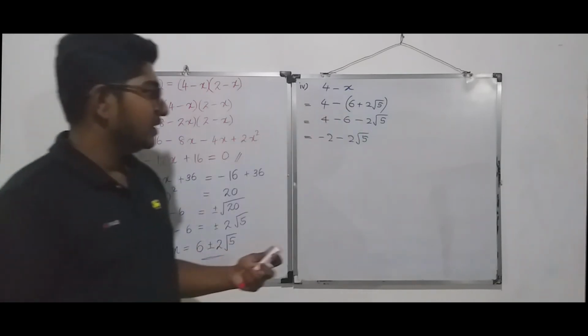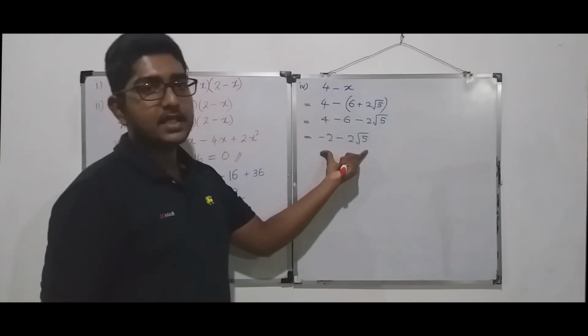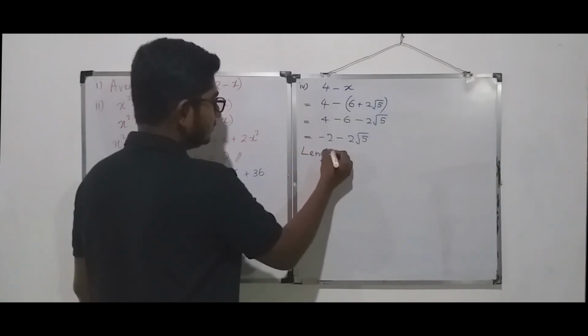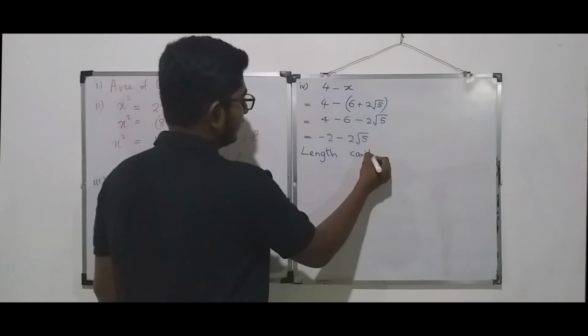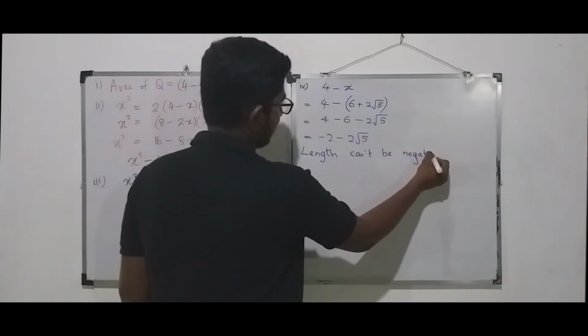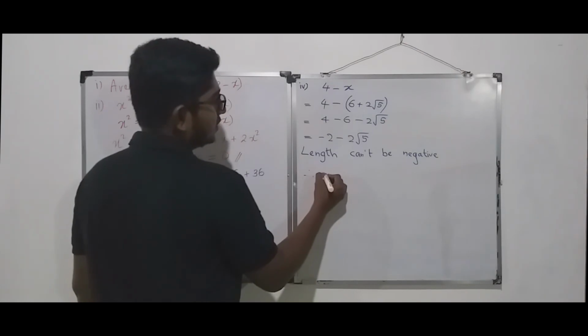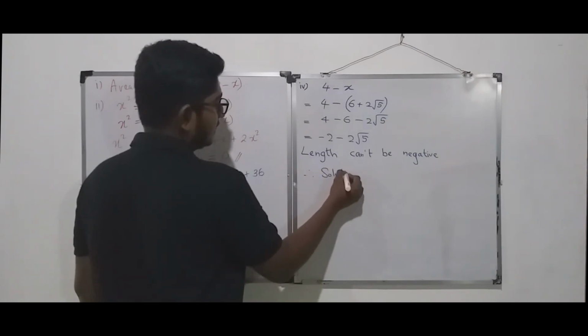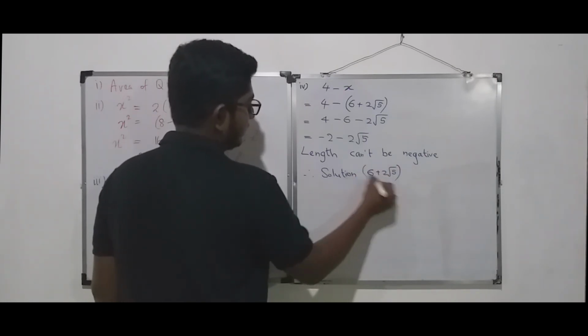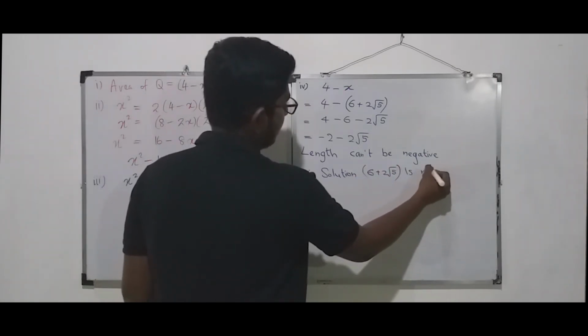Why? The length became negative. Length cannot be negative. Therefore, solution 6 plus 2 root 5 is not suitable.